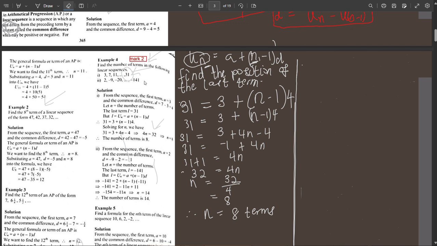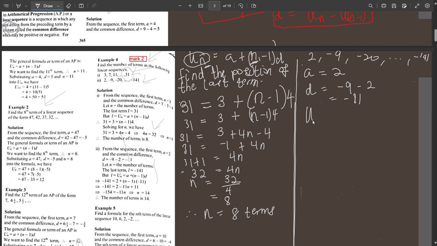The next one also follows the same procedure. We'll use the same procedure to find it. We need our A. Here the terms given are 2, minus 9, minus 20, dot dot dot, then minus 141. Alright. So our first term is 2. Then d is minus 9 minus 2, which is minus 11.